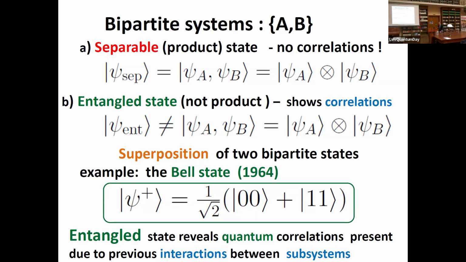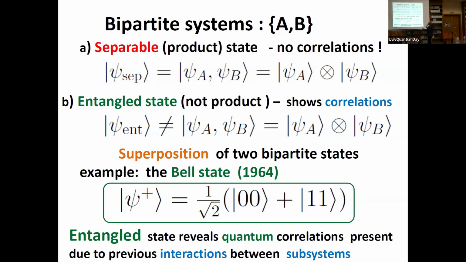But quantum theory allows also for the existence of other states which are called entangled. The definition is simple. Any state which is not of the form of a tensor product is entangled. So in a sense, it's like superposition, but for two bipartite systems. The most famous state, now always called the Bell state, goes back to the famous paper of Einstein, Podolsky, Rosen from 1935. It looks like this. What does it mean?